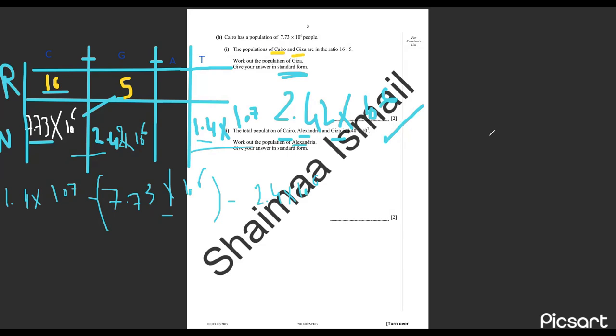We get a final answer here of 3.85 times 10 to the power 6. And all that, we get it right as we organized our paper and analyzed our question.